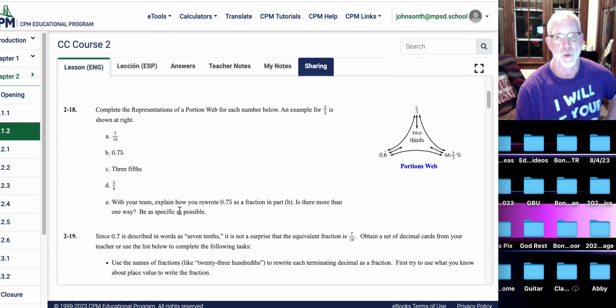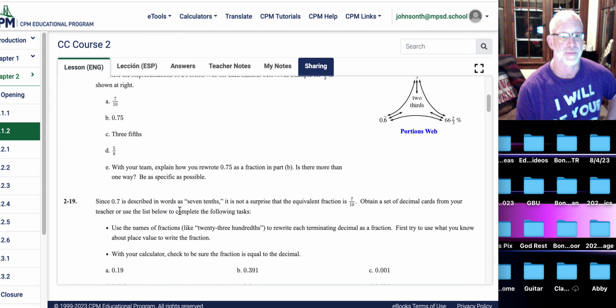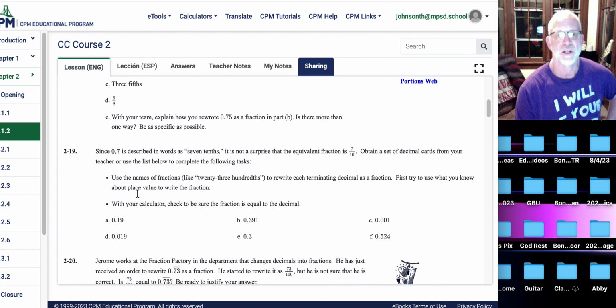And then with your team, explain how you wrote 0.75 or 75/100 as a fraction in part B. Is there more than one way? Please be specific. Then we want you to check your calculator and make sure that these fractions are equal to decimals. So what is this as a fraction? What is this as a fraction? What is that as a fraction? See if you can figure out the fraction for each one of those. Then use your calculator to check to see if you are correct.